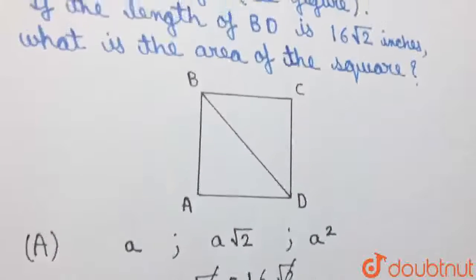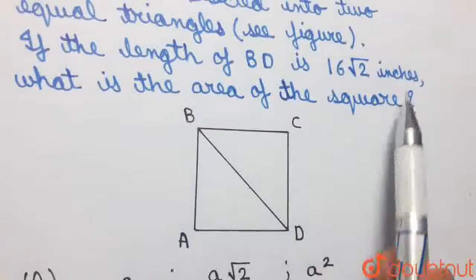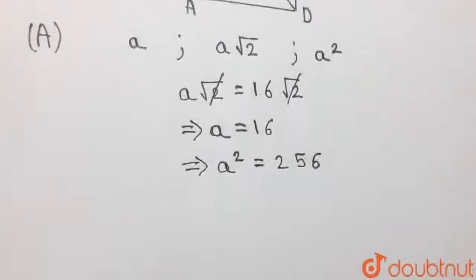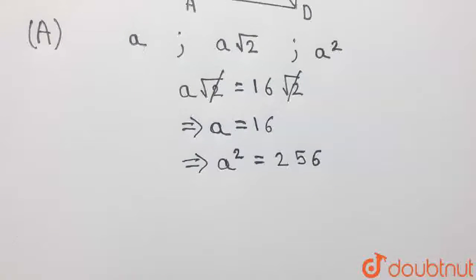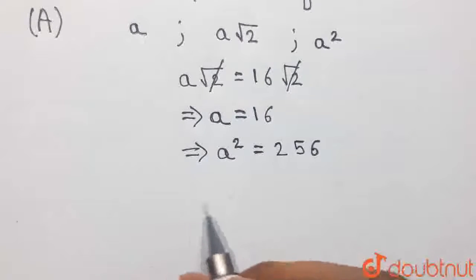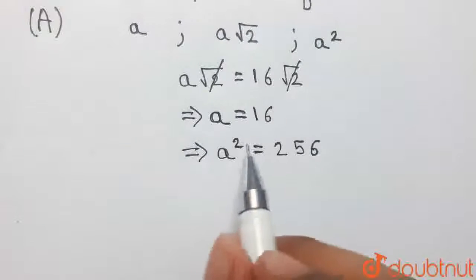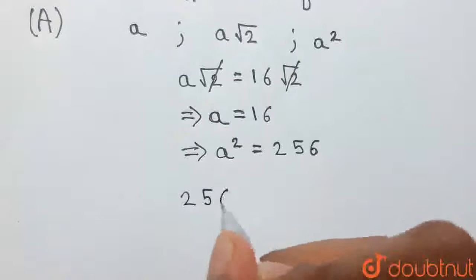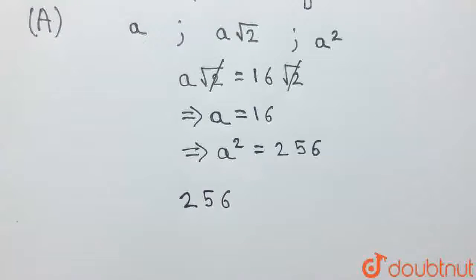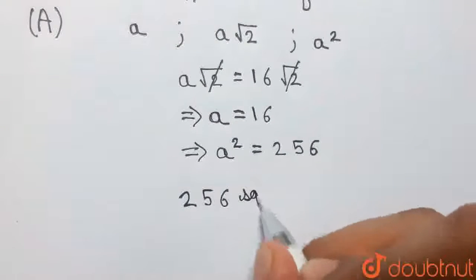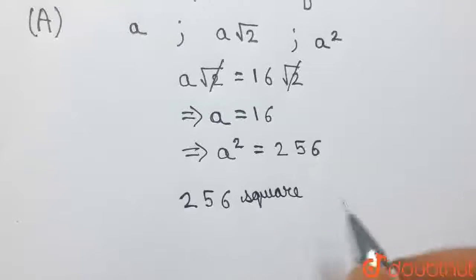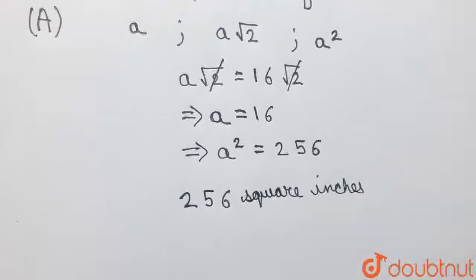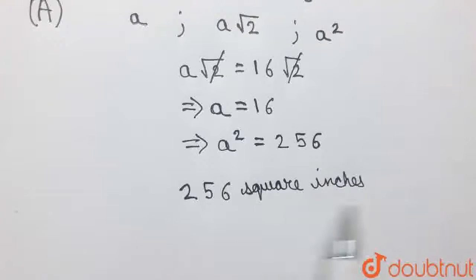And as the length of the diagonal was given in inches, the area that we have obtained will have the unit square inches. So we can finally conclude that the area of the square given in the question is 256 square inches. So this is the final answer. The area of the square given in the question is 256 square inches.